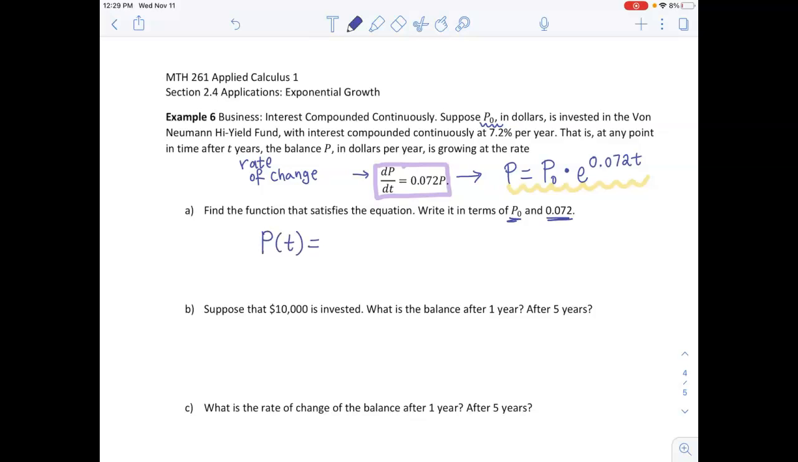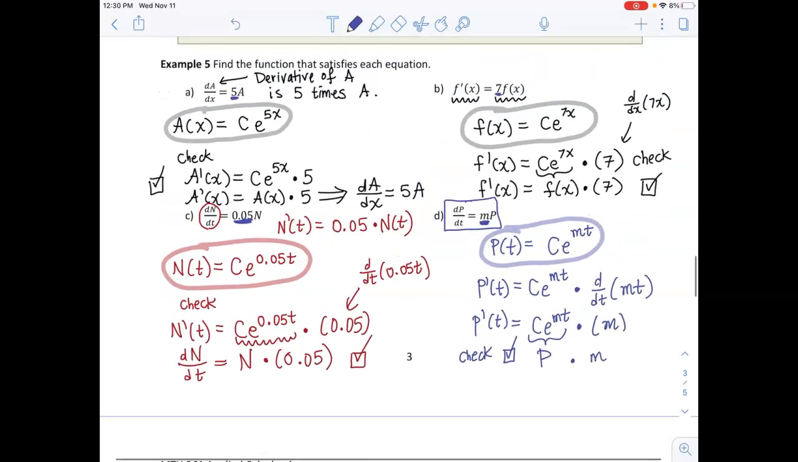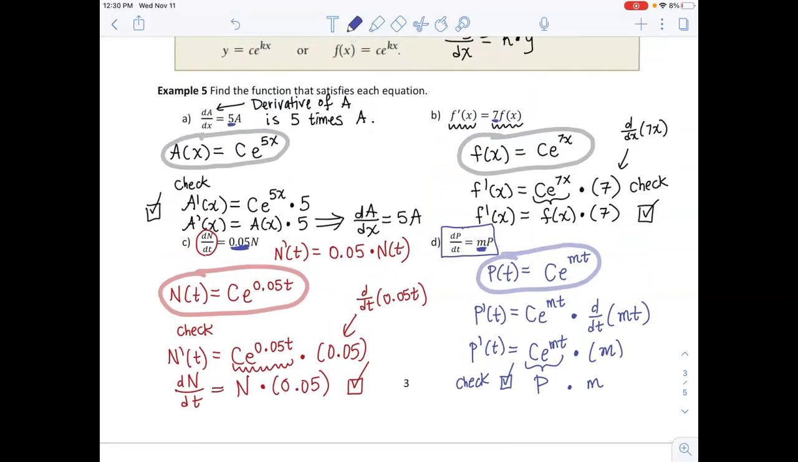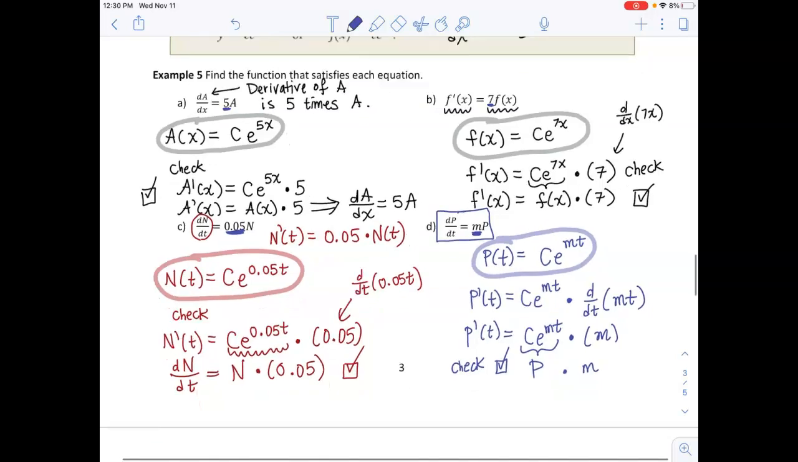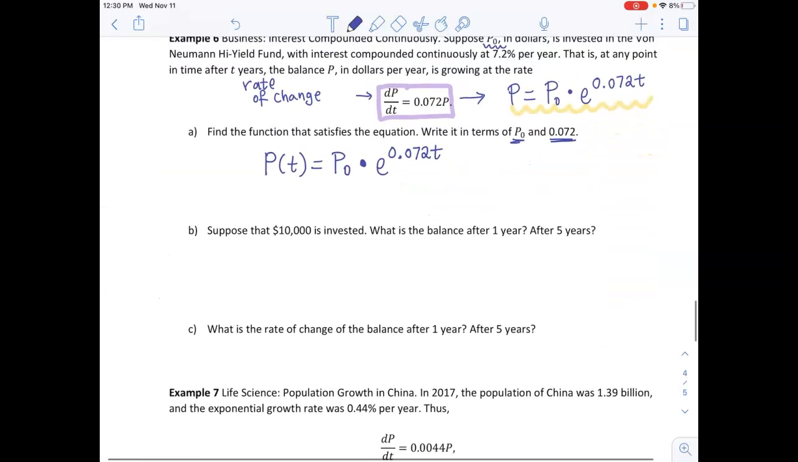So the equation P of t, the input is going to be time, is equal to some P naught, that initial investment, getting multiplied by e raised to the rate of 0.072 times however many years t. So this is the function that will satisfy this equation. And this is the same as the 4 examples that we just did, using P naught instead of C. Okay, so that's the only difference really.